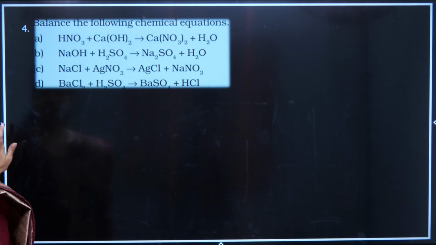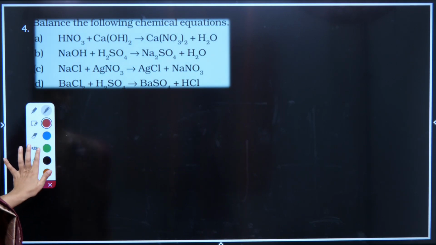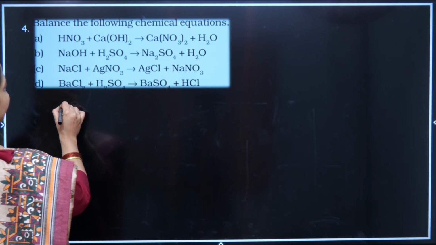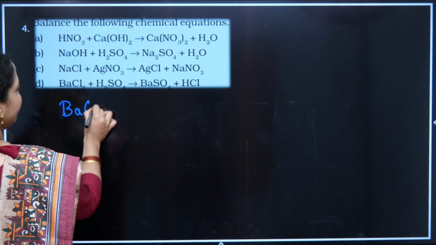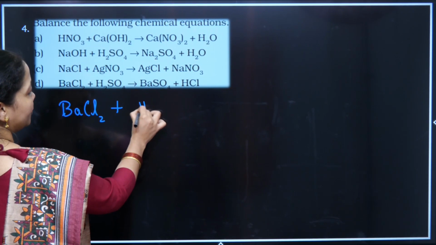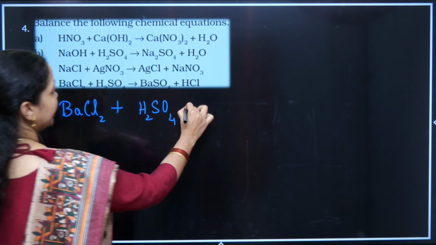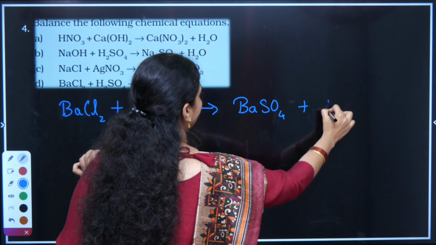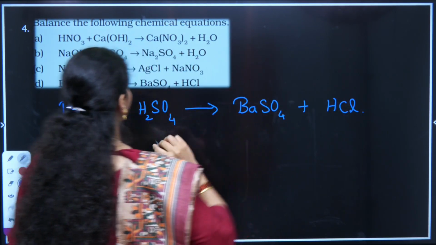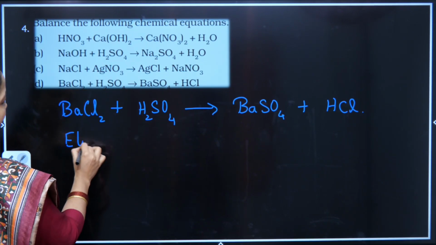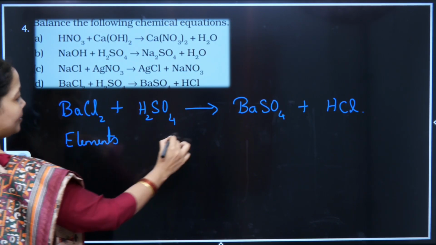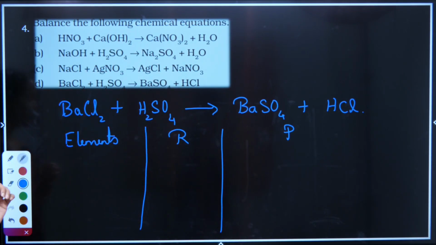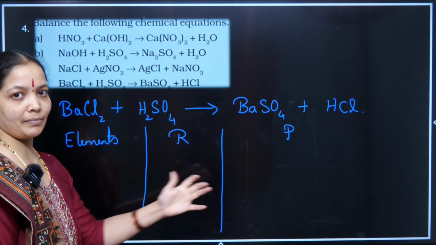The fourth question is being provided with a reaction in which I have barium chloride added on to sulfuric acid. Barium chloride is BaCl2, added with sulfuric acid, H2SO4, gives me barium sulfate, BaSO4, and HCl, hydrochloric acid. So I have elements, reactants and products. By this time you all have to be used to it. Before I write the names of the elements and the count, you should complete and check with my answer.